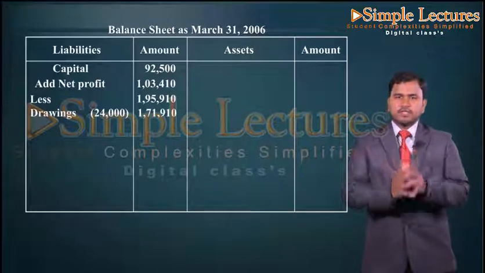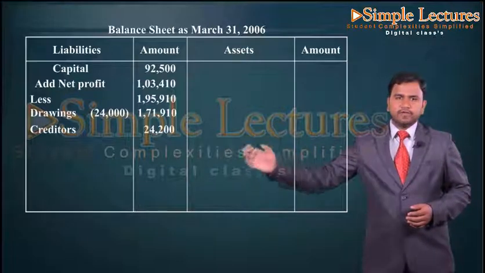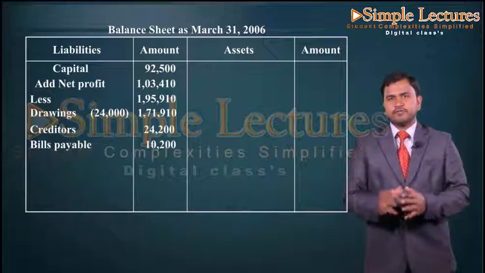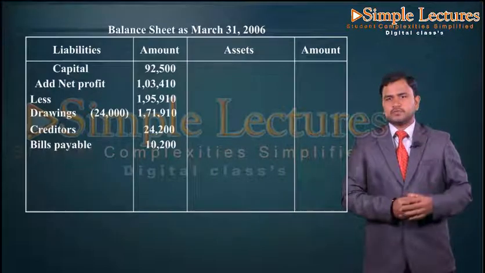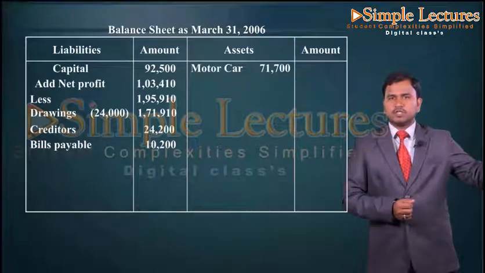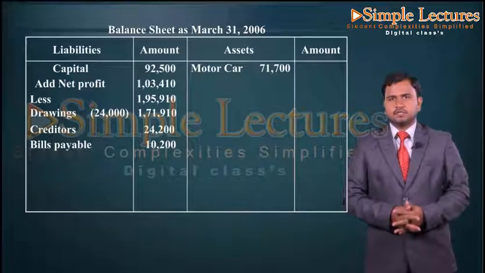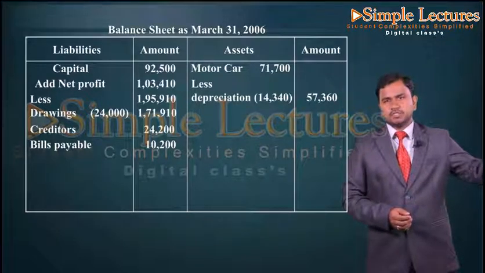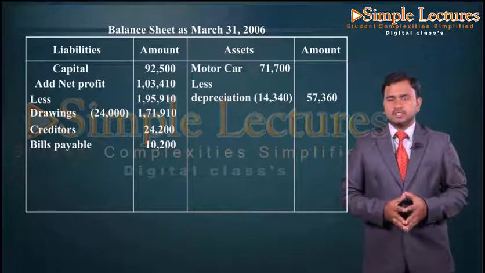1,71,910. Then we have creditors, which is 24,200. Then we have bills payable, which is 10,200. Now we are done with the liabilities side. Now let us start with the assets. So coming to assets, we have motor car, which is 71,700. Let us take in the inner column because we have to deduct the depreciation. So less depreciation 14,340, and to the outer column we have 57,360.